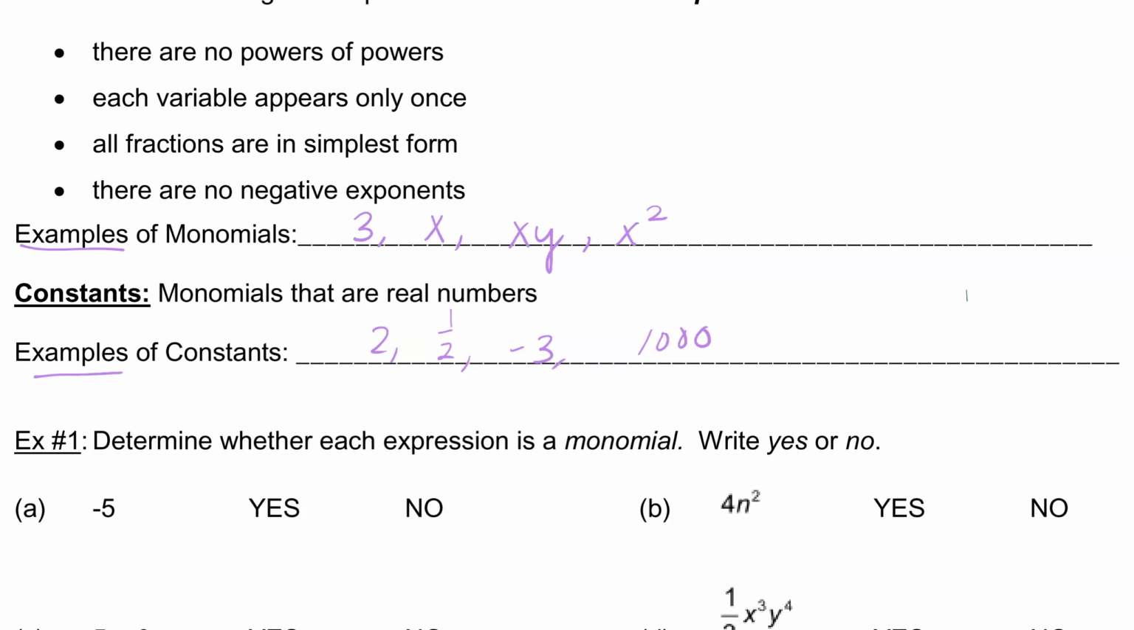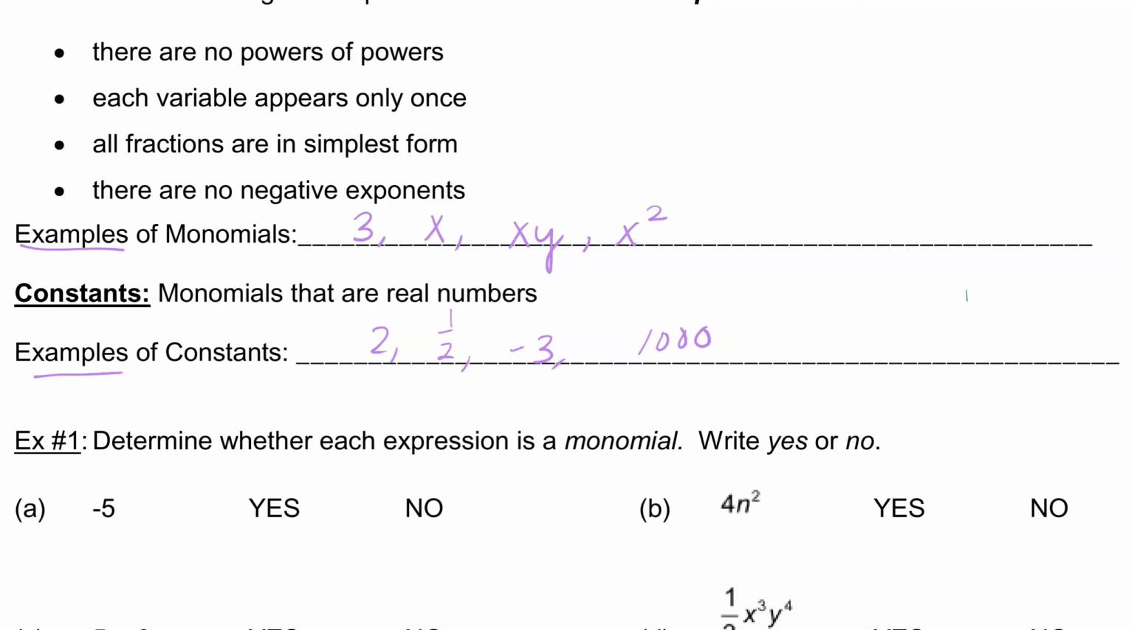I don't understand constants. A constant is literally just a number. It doesn't have a variable in it. So if I have a monomial that's a constant, it doesn't have a variable. What about 2 to the second? 2 squared? It has to be in simplest form, so 2 squared would just be 4. You just write it as 4. What about 3 squared? You write it as 9. X squared? You write it as x squared.